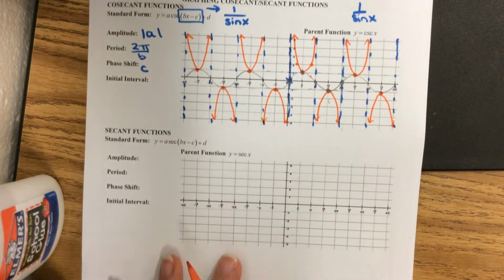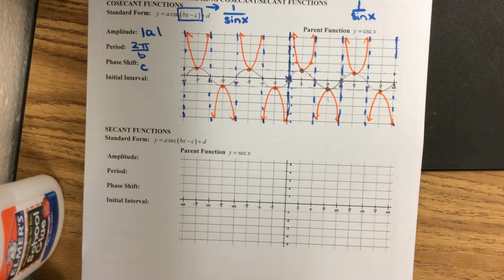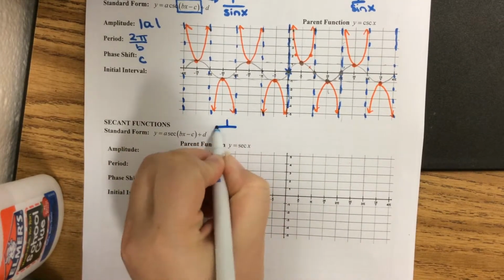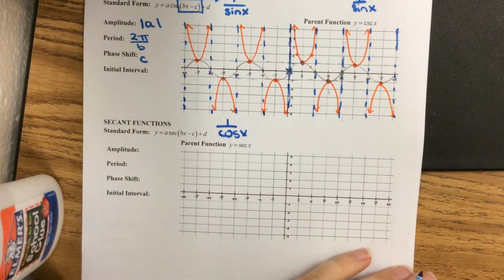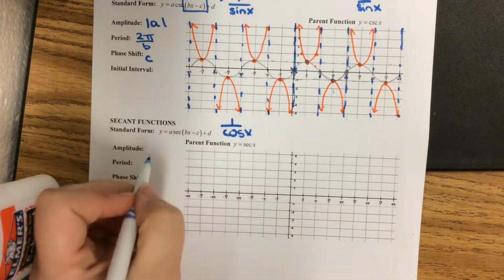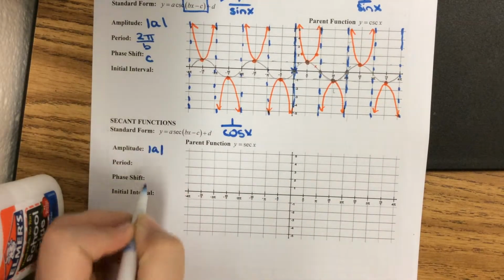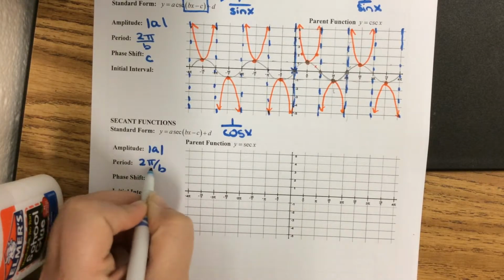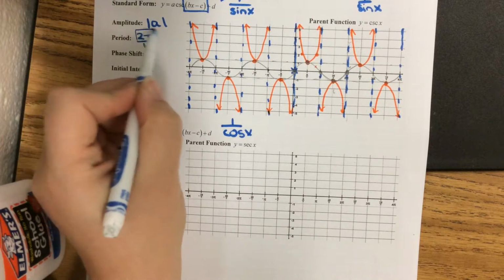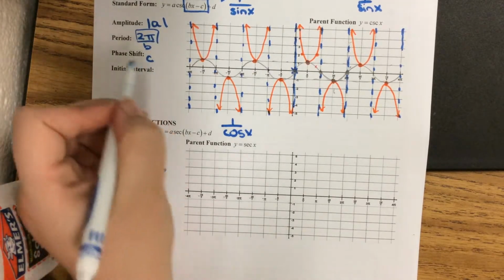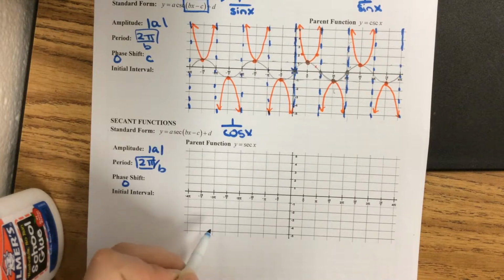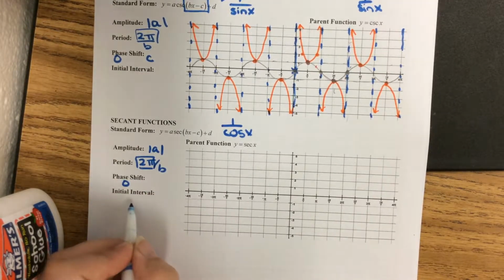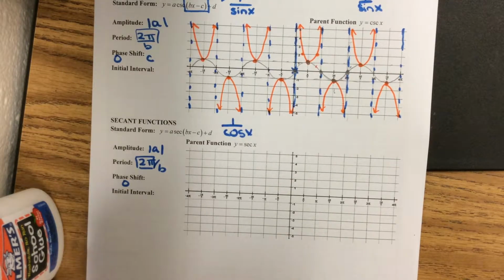All right, let's do it one more time with secant. Secant is the reciprocal of cosine, so that is 1 divided by the cosine of x. The amplitude is still A. The period technically is 2 pi divided by B, or in this case, normally 2 pi. The phase shift is typically 0 unless you have a C value. And the initial interval is going to go between 0 and 2 pi.